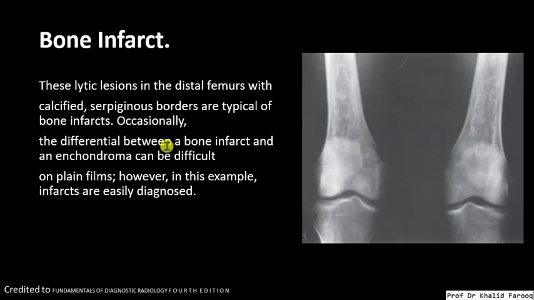So the differential between bone infarct and enchondromas can sometimes be very difficult. On plain films, as in this example, we are unable to see central chondroid or punctate calcification.